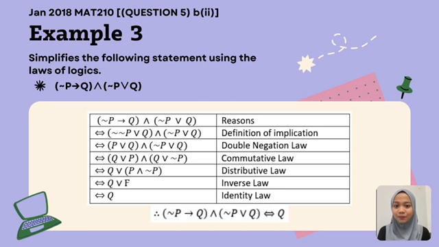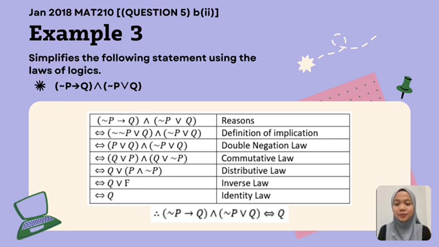For the next step, we need to apply the double negation law. It is because the statement of not P or Q, we need to negate, so the answer is P or Q. For the answer is P or Q and not P or Q. For the third step, we need to apply the commutative law. It is because we need to exchange P and Q. So the answer is Q or P and Q or not P.